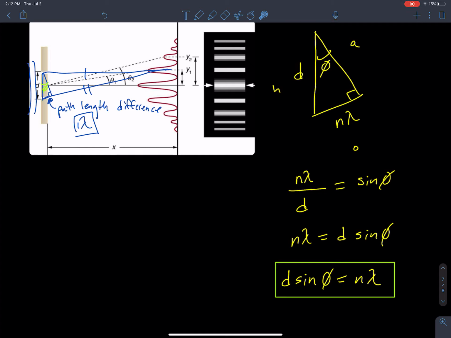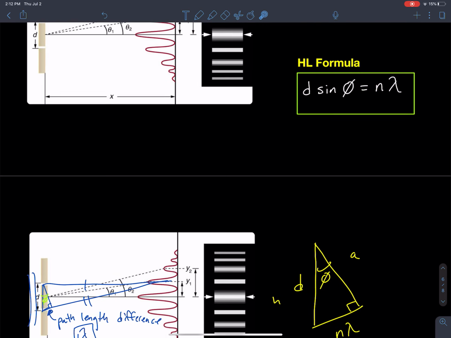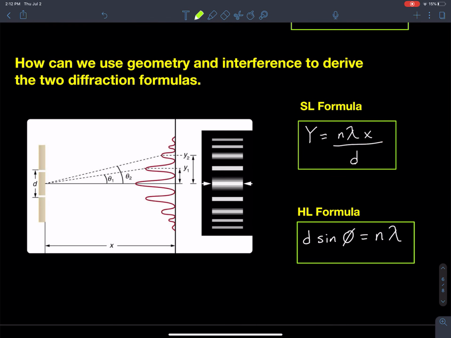So d sine theta equals n lambda is actually a formula that I should have presented for the SLs, but they don't need to know that. Okay, but that's the most generic and basic formula for diffraction. And it works for multi-slit diffraction, that's constructive interference. But for single slit diffraction, this formula, as I showed in the previous videos, is destructive interference. Okay, so the question I have now is, how does this formula relate to this formula? Because these two formulas are actually the same.